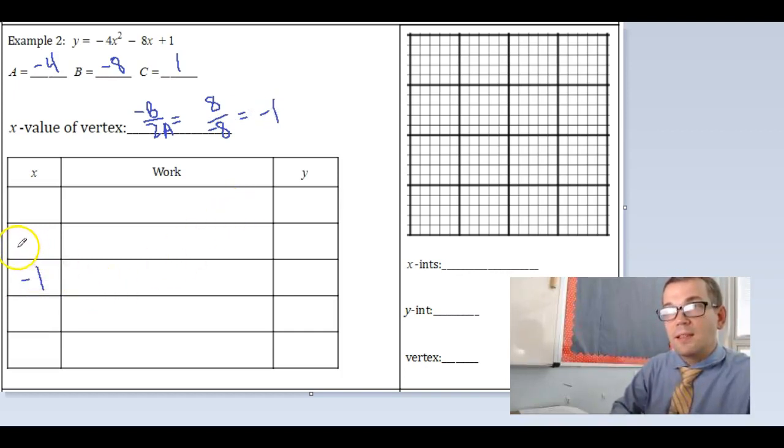Which means that the numbers below are negative 2 and negative 3. And the numbers just after are 0 and 1.